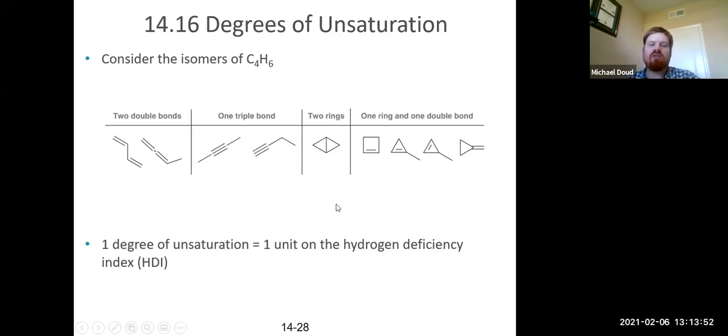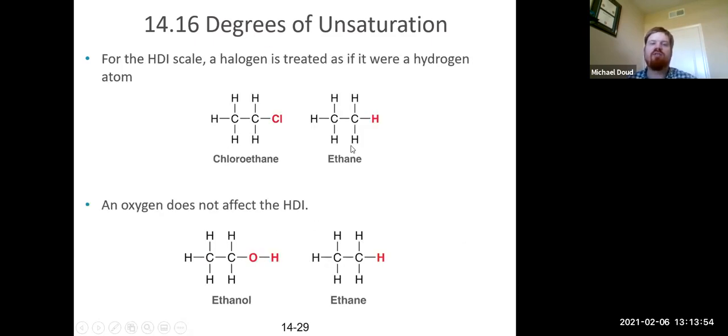So 1 degree of unsaturation equals 1 unit on the hydrogen deficiency index. This hydrogen deficiency index is basically going to tell us the number of degrees of unsaturation that we have. So it's going to give us a clue as to the structure of the molecule.